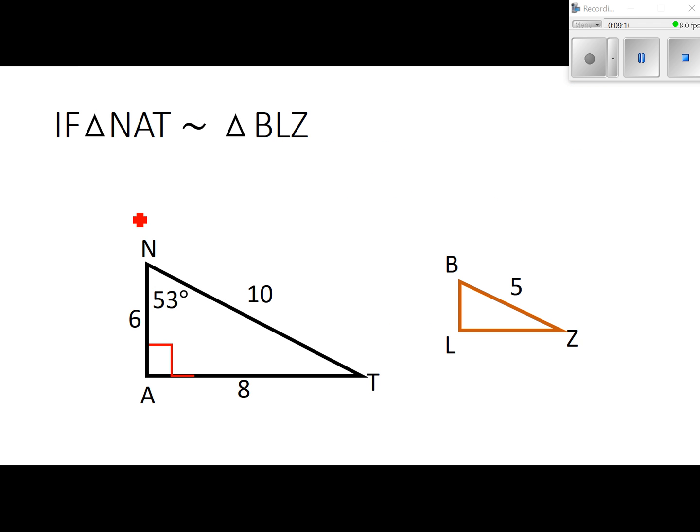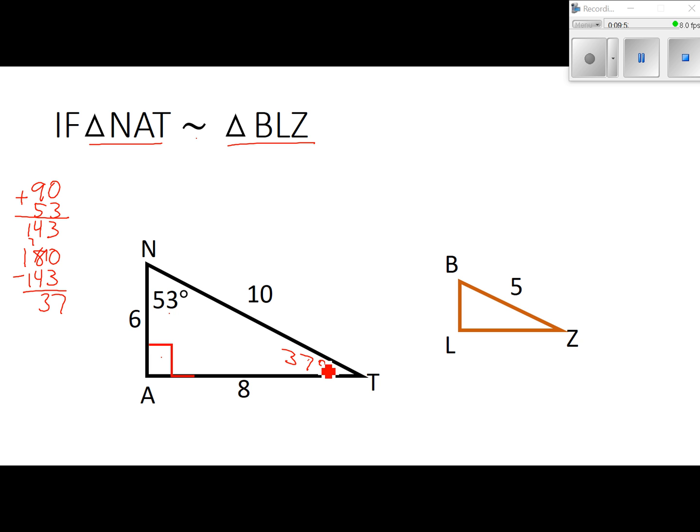If I'm looking at this, this is just an example. They tell us that triangle NAT is similar to triangle BLZ. Well, the first thing I'd probably do, I see that I have two angles here. I'd find this third angle by adding the two angles that I know, which gives us 143, and then subtracting that from 180. That's 37 degrees, so that angle right there has to be 37 degrees. That doesn't help us with anything on the other triangle, but it is something that we know.